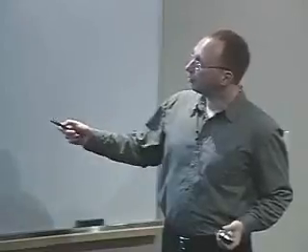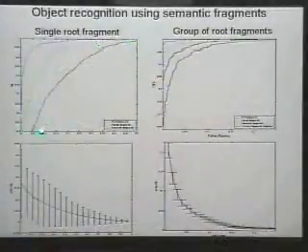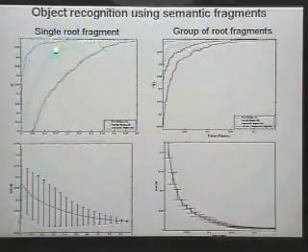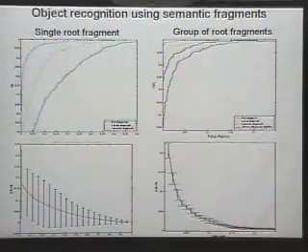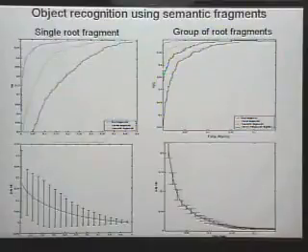And here I show the ROCs of the object recognition using, first of all, one root fragment. And here I use the set of fragments that are semantically equivalent to this one. And the same is here for a group of 7 root fragments: eye, mouth, ear, nose, and so on. Those that you saw in the images.